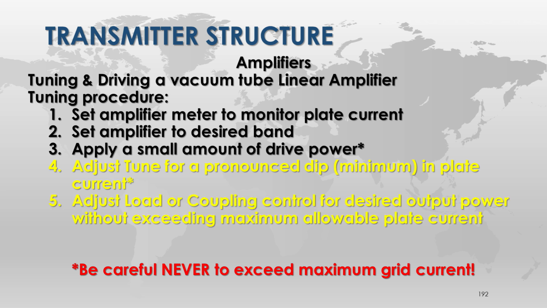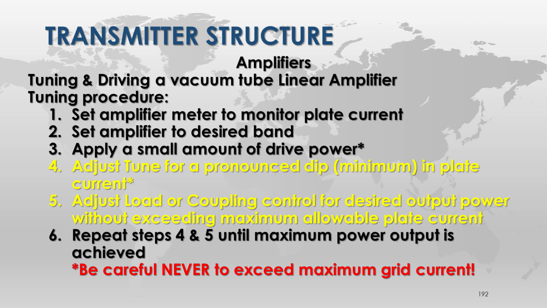Okay, adjust the load or coupling control for desired output power without exceeding the maximum allowable plate current. So those 2 are yellow. They are on the test, and I think there's one more. Yes, repeat steps 4 and 5 until maximum power output is achieved, without exceeding the maximums for the plate or grid. So the key word on the first one is pronounced dip. I believe that's the only answer that has that, so it is the correct answer.